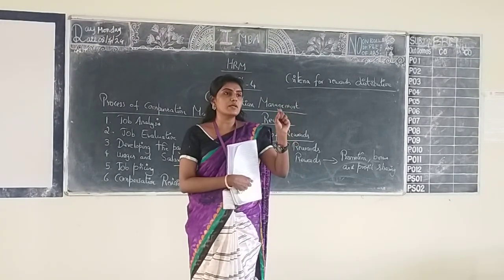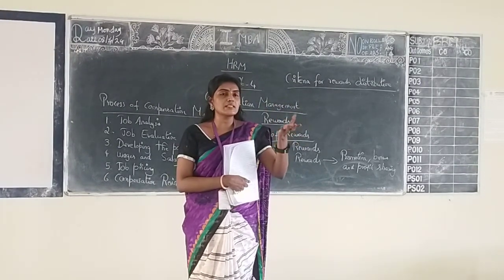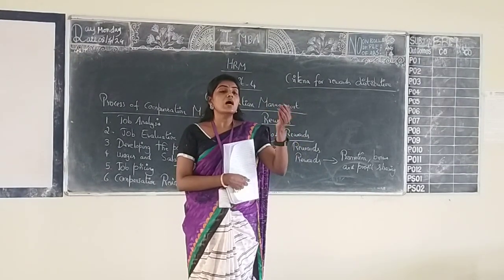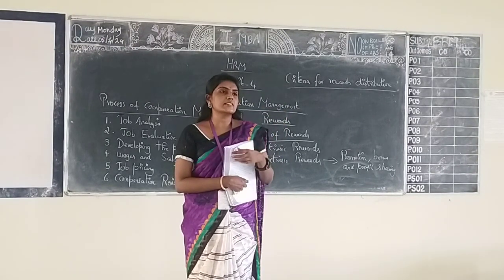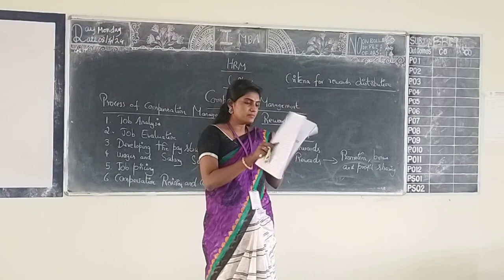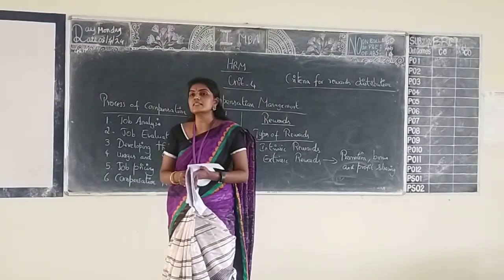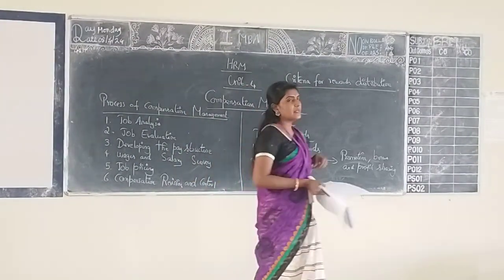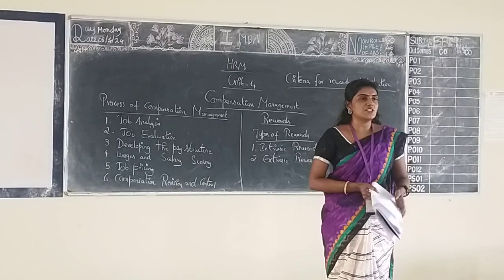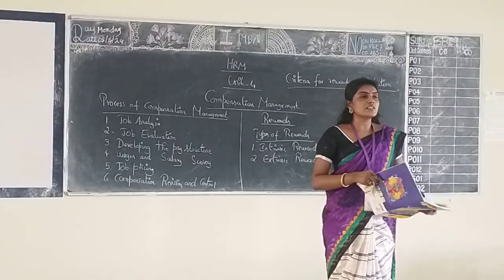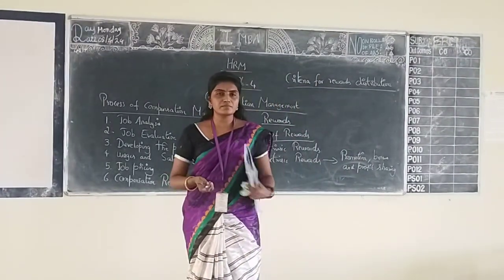Next, effort. If 20,000 employees are working in the organization, how many of them put in effort? They analyze that also. Next, job complexity, skill set, and the last one is discretionary time. Based on these criteria only, the organization distributes the rewards to each and every employee. That's all.